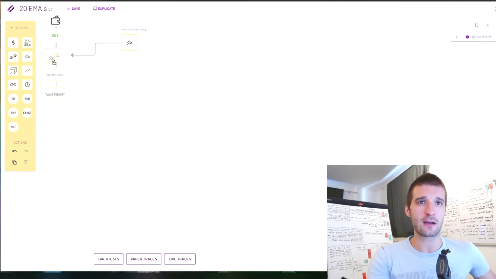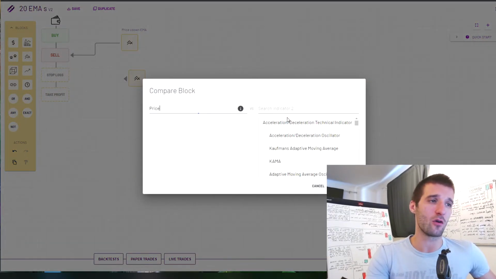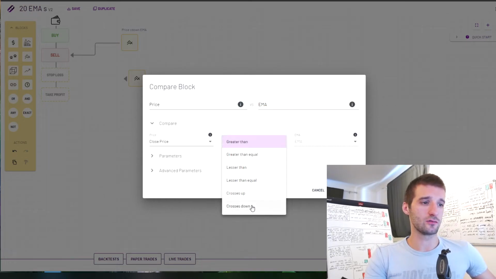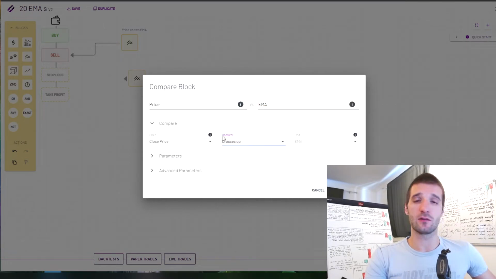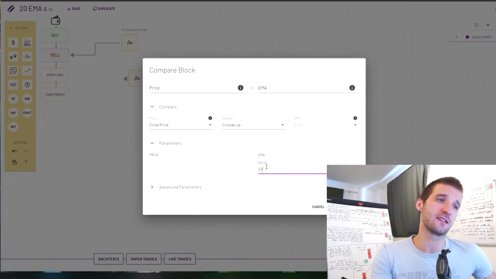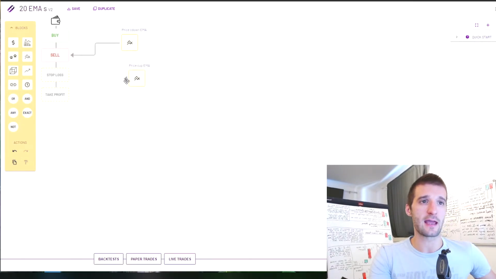So we're going to drag one more compare block over here, and we're going to click over here. We're going to do the same thing, but in this scenario, we're going to go to cross up instead of cross down, and the price needs to be closed. Of course, parameters again 20, so everything the same except crosses up over here, and we click OK, and of course we are dragging it towards the buy option.